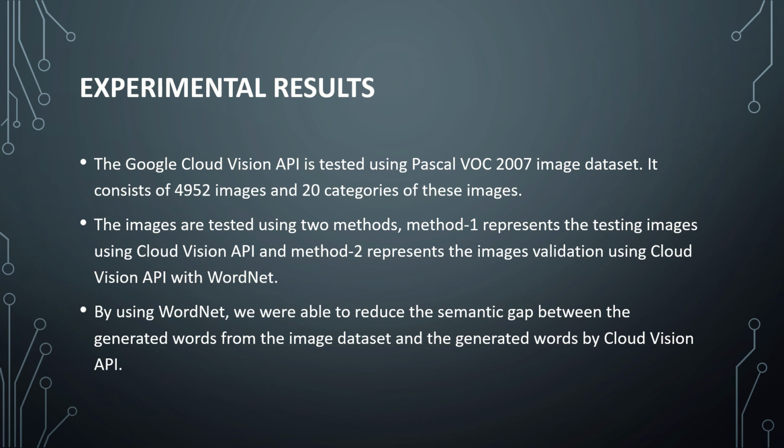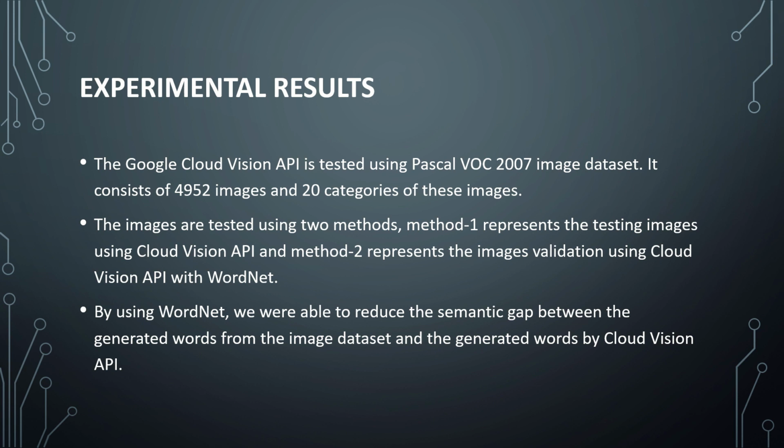Experimental results. So the experiments are performed using a single dataset called Pascal VOC 2007 image dataset. This dataset consists of 4,952 images and 20 different categories of these images. So the Google Cloud Vision API is tested using this dataset, and the images are tested using two methods. Those are method 1 and method 2. Method 1 represents testing the images using Google Cloud Vision API, and method 2 represents the image validation using Google Cloud Vision API with WordNet.